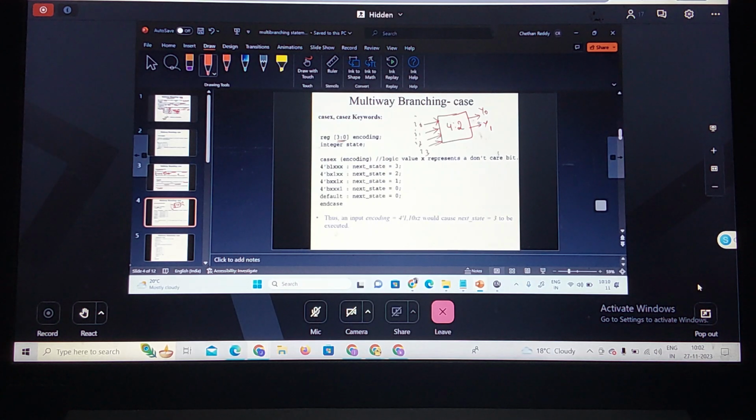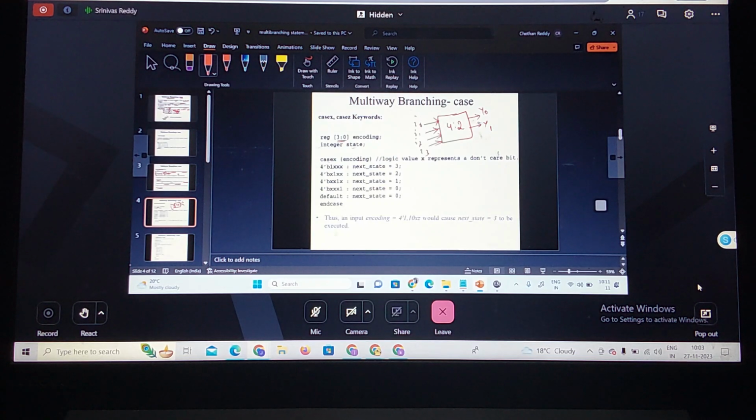In the normal version of encoders, we have a problem. If one or more input bits are high, there is confusion about what to encode. So we go with a parity encoder, assigning the parity to the LSB bits or the MSB bits. Now this encoder is modeled using a case X statement. Here we take a 3 down to 0 and an integer state.